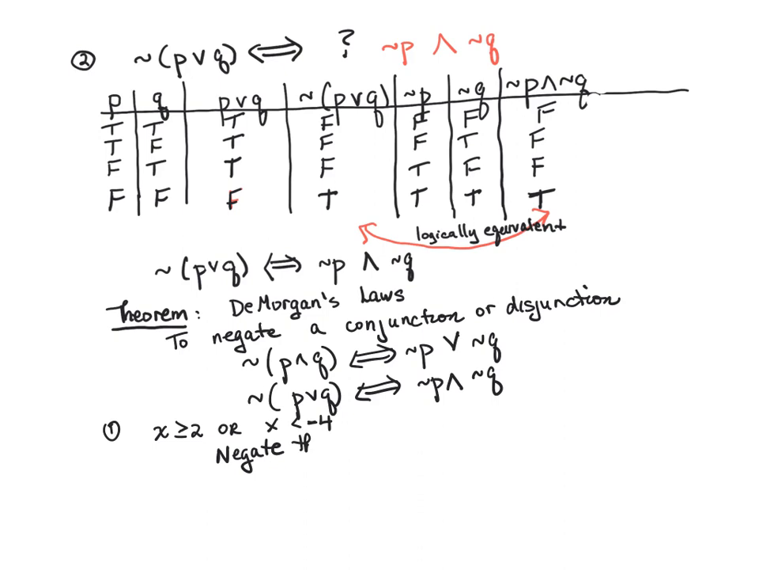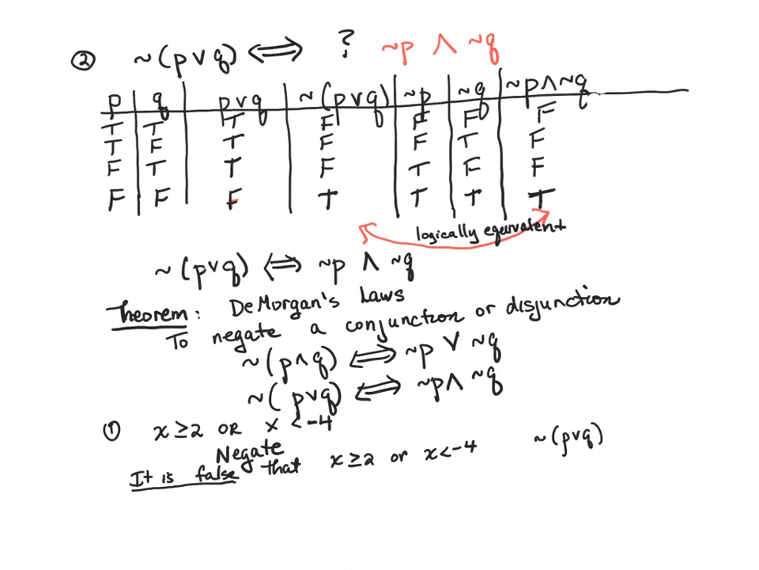Negate this statement. To negate the statement, we could say it is false that x is greater than or equal to 2, or x is less than negative 4. The phrase "it is false that" negates the entire disjunction. So this is like the negation of P or Q.